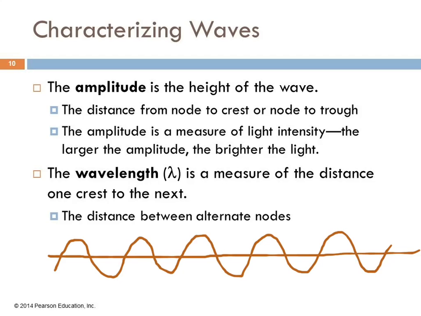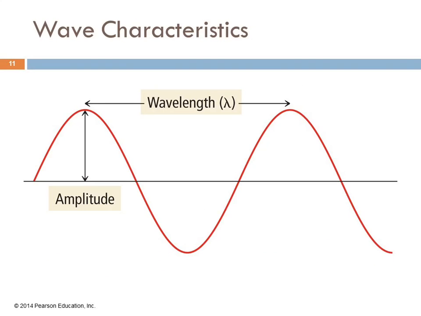The wavelength is the distance between waves from one crest to another, or from this node, not to that one, but to the next one, to alternate nodes. So how long is this wave? So wavelength and amplitude.